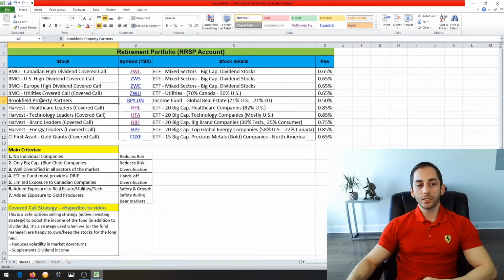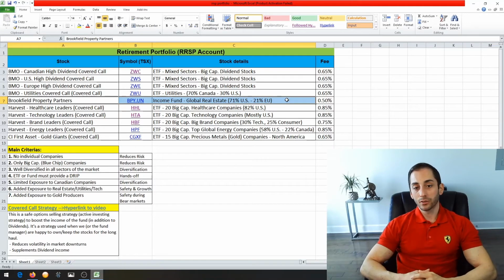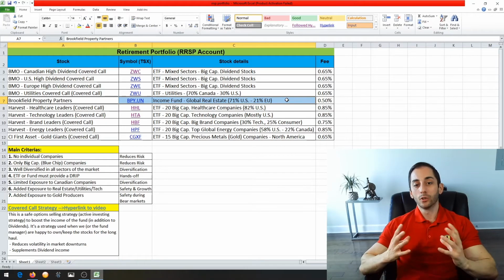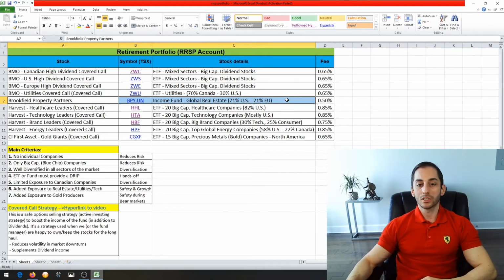The next fund is called the Brookfield Properties Partner. So this gives you exposure to the global real estate sector. It's another defensive sector. The thing I like about this one is that it focuses on really global, not just Canadian real estate. So 71% in the US, 21% in Europe.